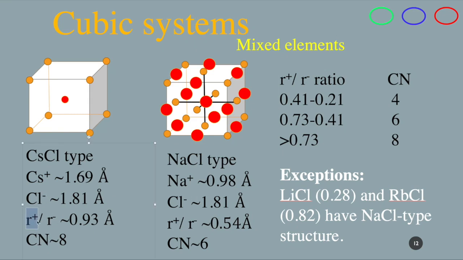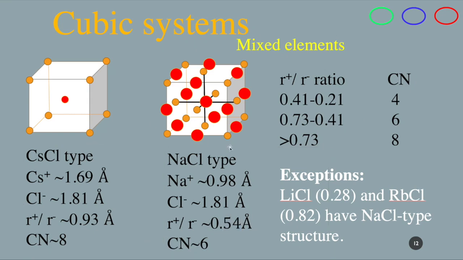For example, the cationic radius and anionic radius ratio is 0.93, and therefore if you look at this chart, it has coordination number 8, which is expected. Similarly, for sodium chloride, the radius ratio is 0.54, which is somewhere here, and we expect the coordination number 6.